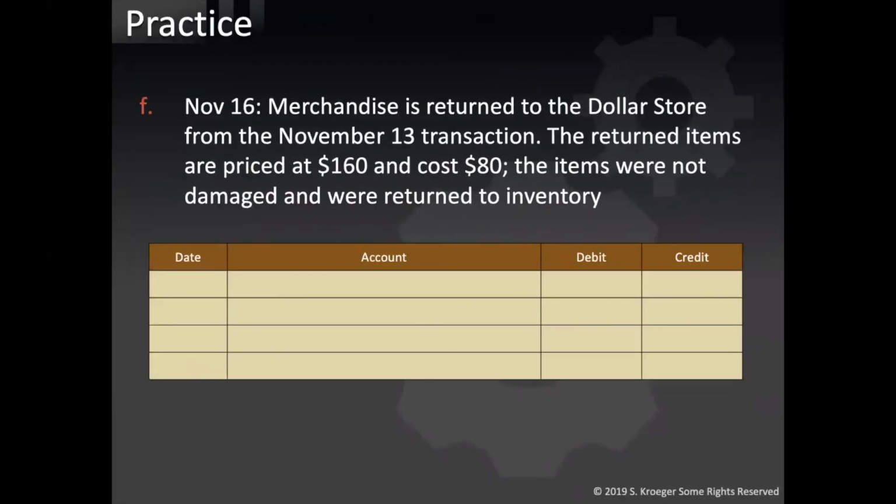On November 16th, merchandise is returned to the dollar store from the November 13th transaction. The returned items are priced at $160 and cost $80. The items were not damaged and were returned to inventory. What would be the journal entry for reversing the sale portion? We use sales returns and allowances instead of just sales revenue. The credit will be accounts receivable because now they owe us less money. The amount will be $160.